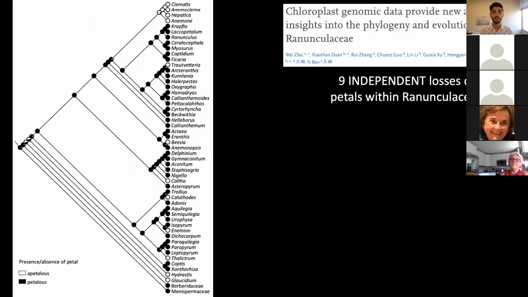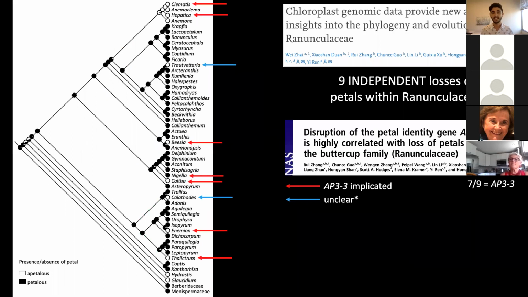Furthermore, within the Ranunculaceae, the family that columbines are in, there have been 9 independently occurring losses of petals. So this is a very common evolutionary occurrence within this group. 7 of those 9 occurrences implicate loss of function alleles at AP33 as being correlated with the loss of petals. I've pointed out all of the 9 here, and the red arrows are ones in which AP33 was implicated.